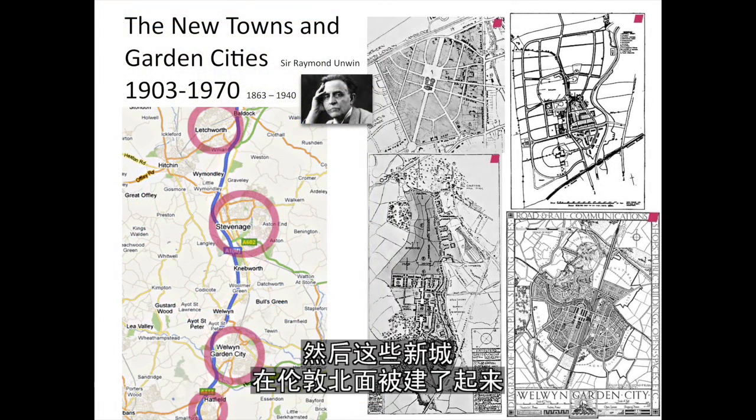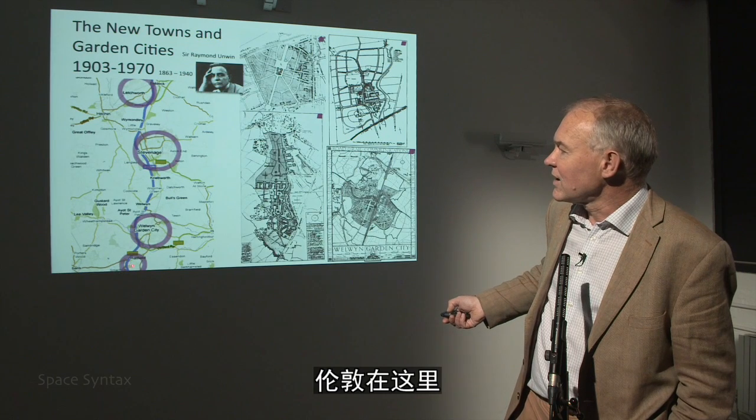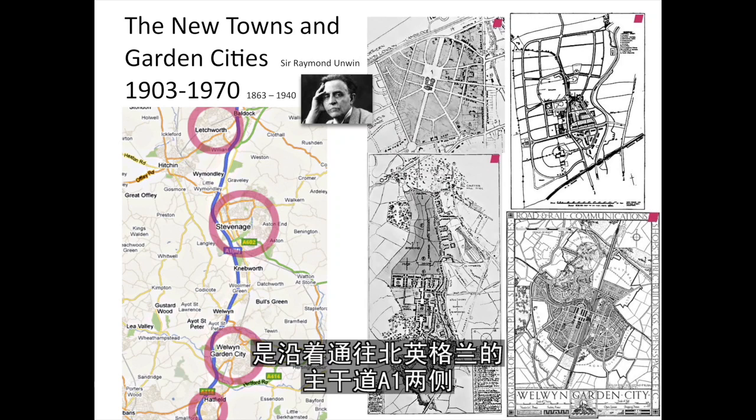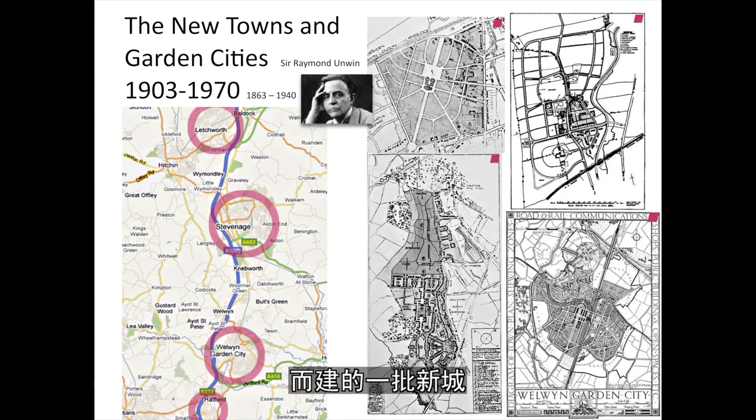These new towns were established in a series north of London. London is down here, and Hatfield, Welwyn Garden City, Stevenage, Letchworth were the series of new towns that went up the A1, the major route to the north of England. The garden cities of Raymond Unwin became an iconic version of the way that landscape and the new utopian life of the welfare state was to be constructed.